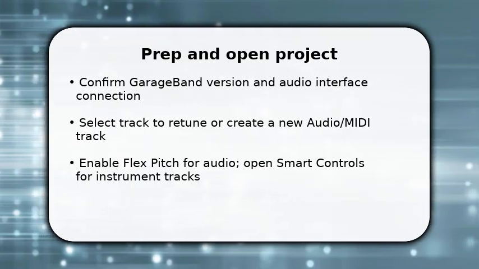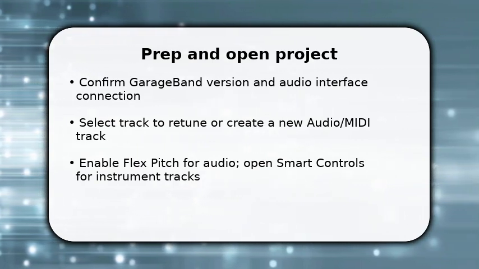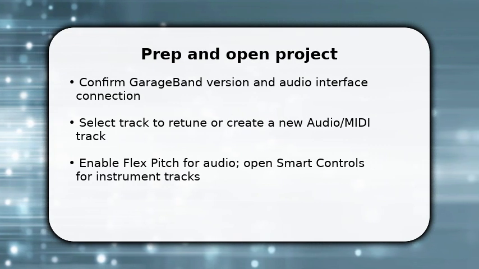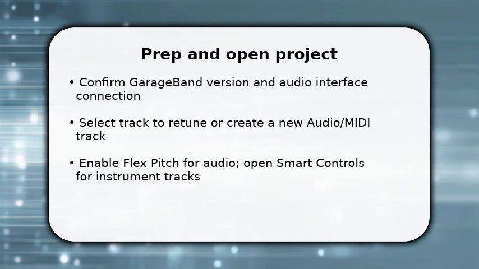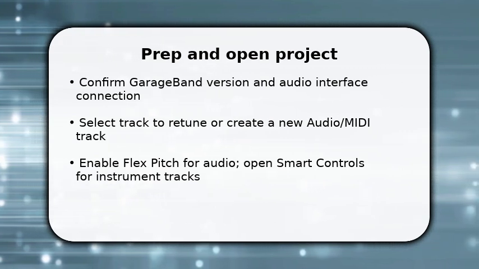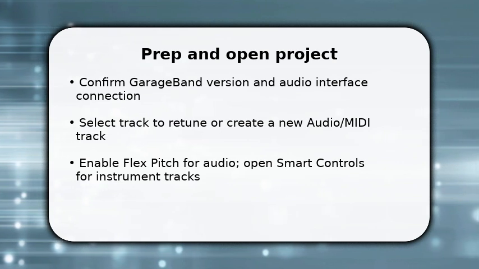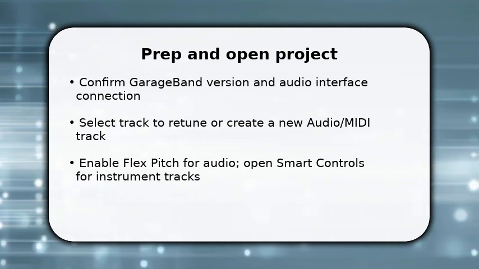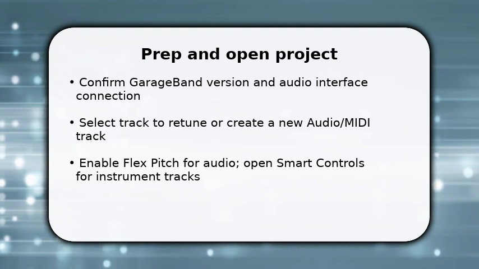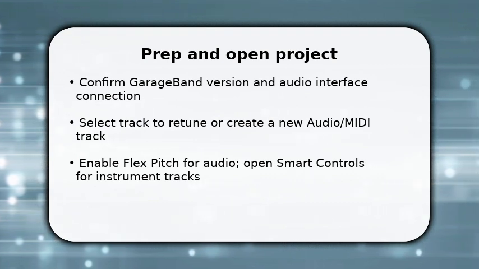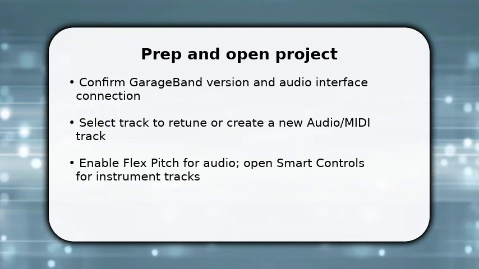You already have GarageBand open and your audio routed. Start now by selecting the track you want to retune. If it's audio, enable Flex Pitch in the track editor so GarageBand analyzes pitch. If it's a software instrument, open Smart Controls and choose the plugin or transform settings. Once done, make sure your track is solo'd or audible so you can hear changes clearly. This first step prepares the file and tools so the tuning edits you make will be precise and track-specific.